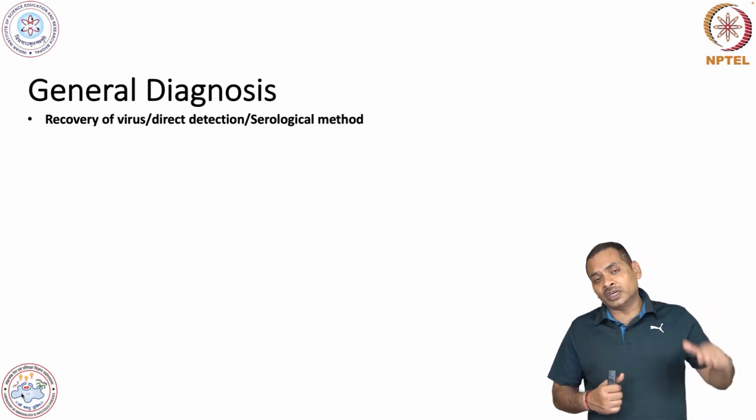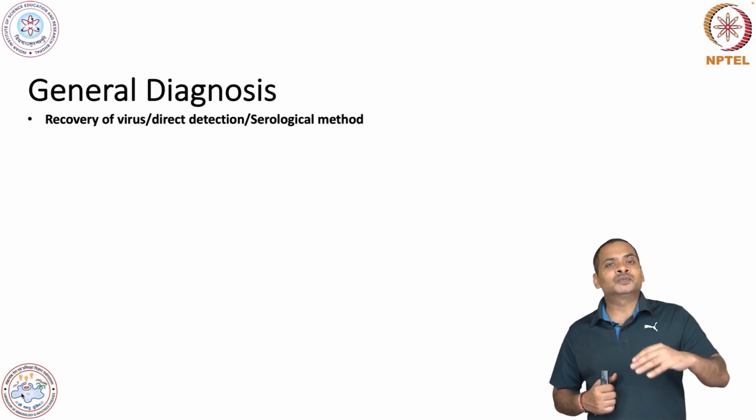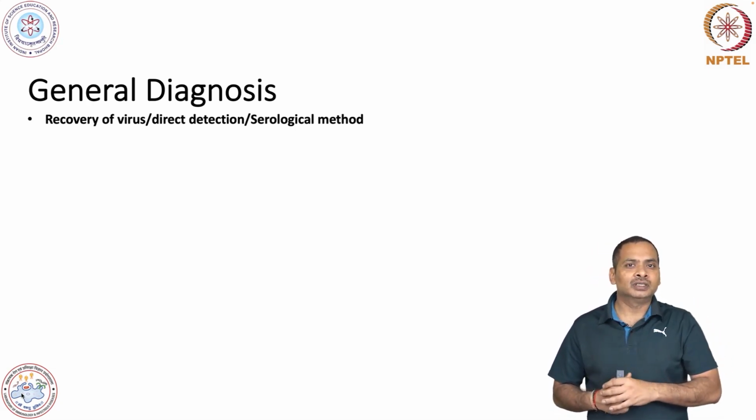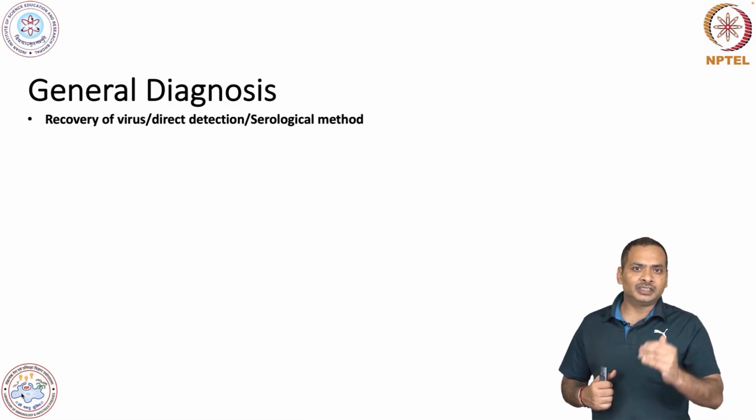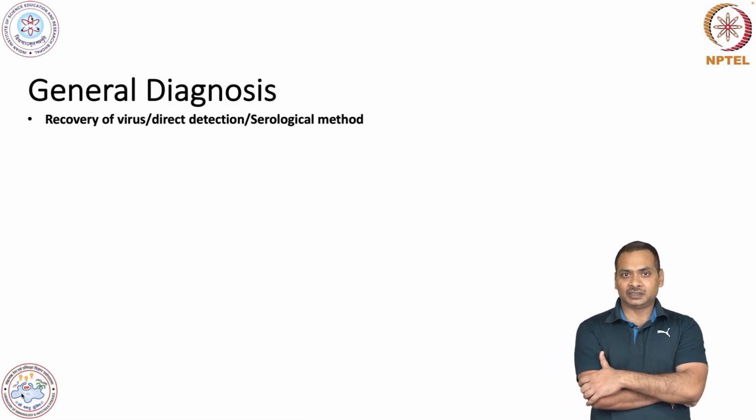Another way is that you look at the signatures of immunity. There will be virus-specific antibodies, for example IgM, IgG. If you detect them, then you can also diagnose the infection.